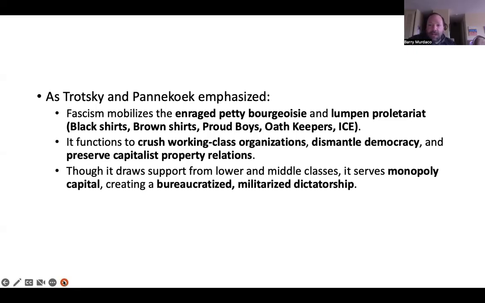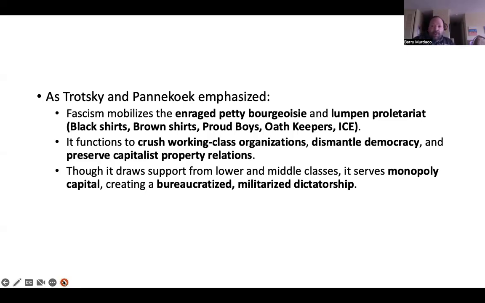There does seem to be some kind of overlap between these social classes that form the mass movement of fascist groups in the 20s and 30s, and who form the violent groups that, either within the government or outside of the government, support the Trump administration as well. What these groups do is they function to crush working class organizations, dismantle democratic institutions, and preserve capitalist property relations.